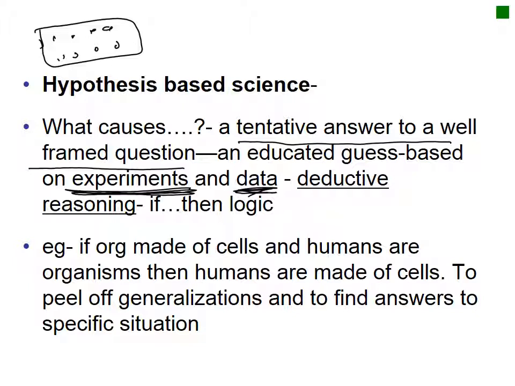Why so and so, or what causes so and so? And then the educated guess, which is based on experiments. You perform the experiment, you conduct the experiment, you get data out of that, and then you interpret it. And this is called deductive reasoning. Okay, and it is like, if organisms are made of cells and humans are organisms, then humans are made of cells. This is the kind of deductive reasoning. So you sort of peel off all the generalizations to find out answers to a specific situation.